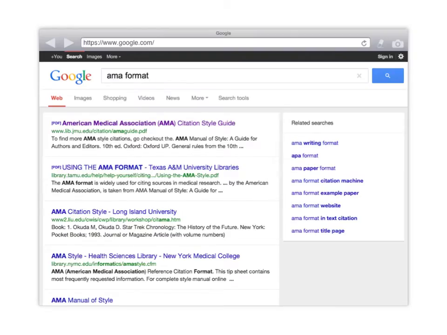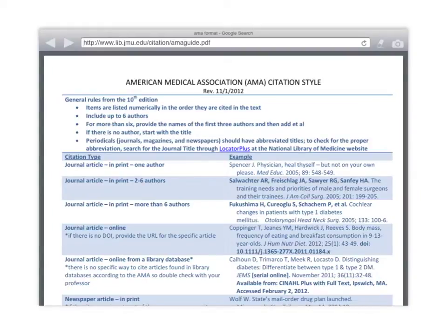Okay, so let's go out to Google. I typed in AMA format, and I'm going to choose this first one right here, which is out of JMU. I should choose the second one. It's from Texas A&M. It's probably better, but you know what? I'm going to go with the first one since it's there. So let's take a look at this one right here. Looks like this was revised in 2012.